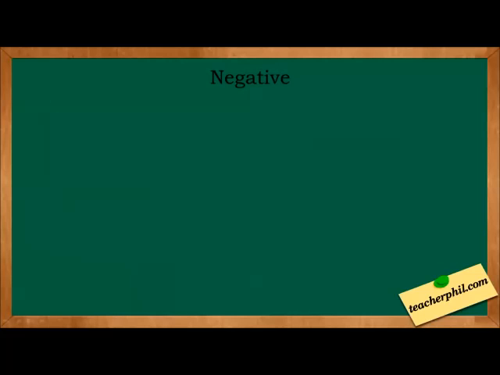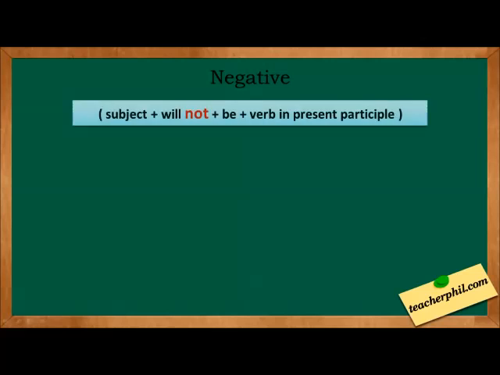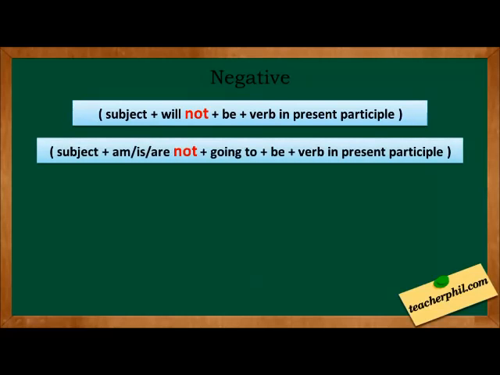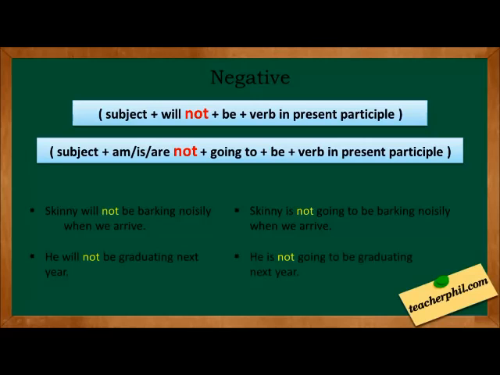For the negative sentences, we simply follow the patterns: subject plus will not plus be plus verb in present participle, and subject plus am, is, or are not plus going to plus be plus verb in present participle. Examples: Skinny will not be barking noisily when we arrive. Skinny is not going to be barking noisily when we arrive. He will not be graduating next year. He is not going to be graduating next year.